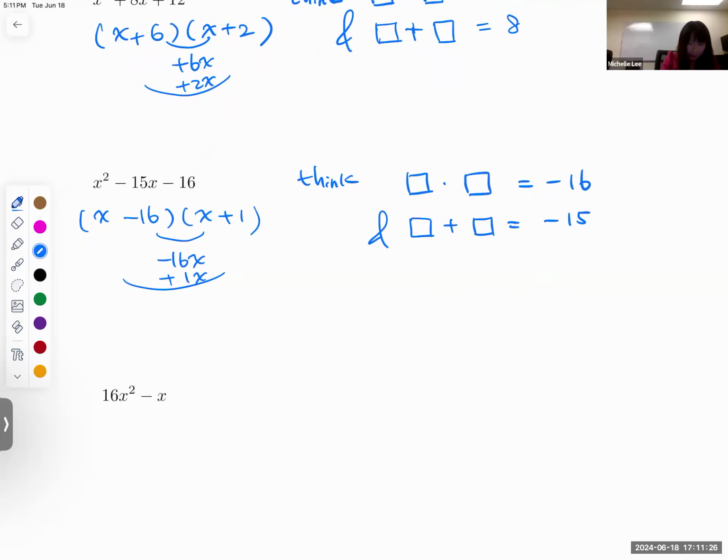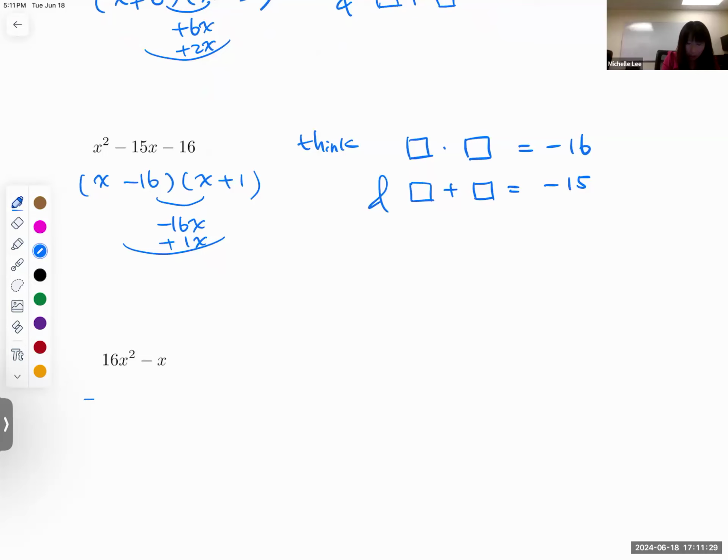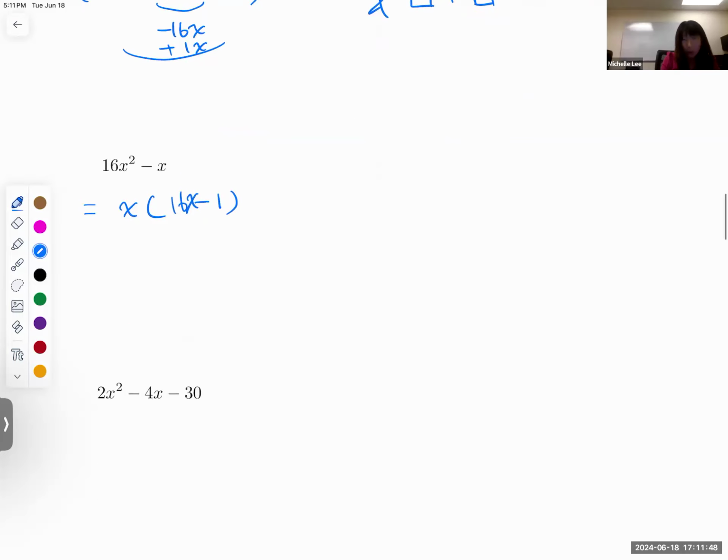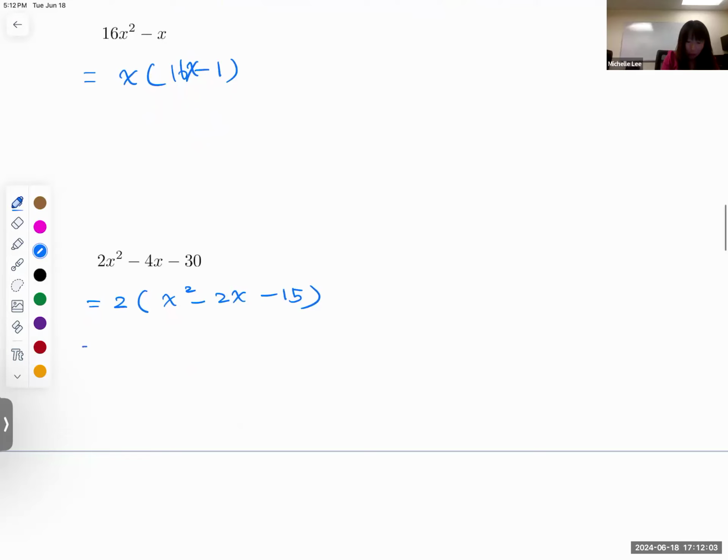Okay, how about this? This one, we can say that they have common factor, which is x, each term, right? So let's factor out with x, then 16 minus 1. Is it correct? 16x. Yeah, sorry about that. All right, now, next one, look, each term has factor is 2, so let's factor out 2. So x squared minus 2x minus 15, there will be 2. Let's make a binomial factor.